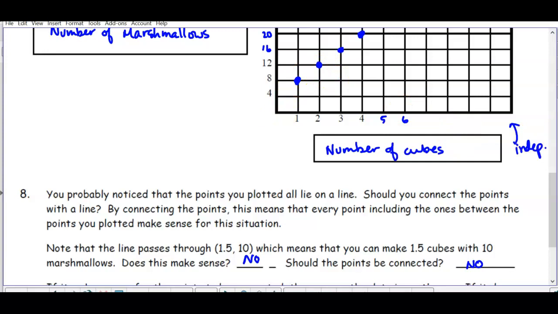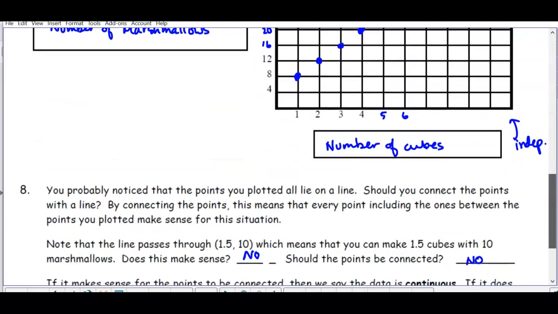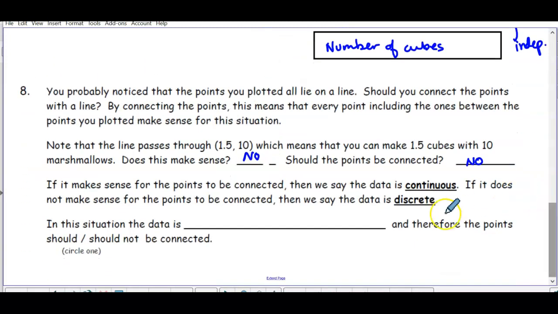Now you might join them up in order to answer more questions. Like if you wanted to know how many marshmallows for 10 cubes using a graph, we'd have more graph paper. We could extend this out to where you get x equals, or the independent equals 10, look across, get the dependent, and that would be good. So you actually joined up the line, but the values in between don't make sense. So unless you're doing something like that, just leave it without them joined up.